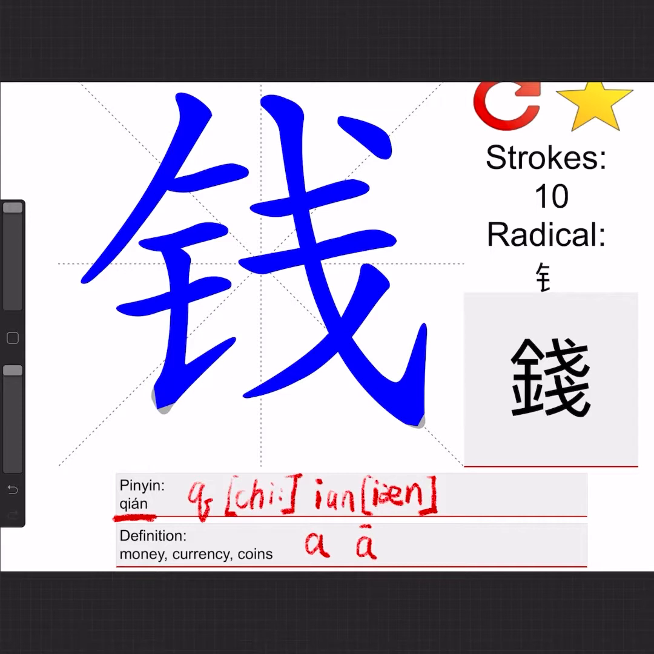A, A. The second tone is a stick that goes towards the upper right direction. This second tone sounds like A, A.